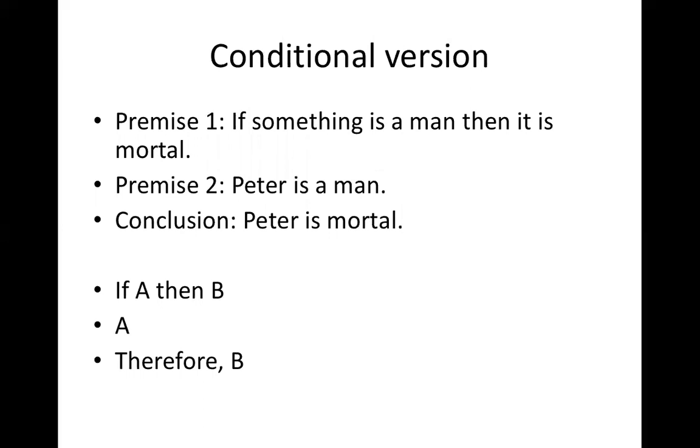Now look at the conditional version in symbolic form. If something is a man, then it is mortal. Peter is a man, therefore Peter is mortal. Now let's put it in symbolic form. If A, then B. X is an A, therefore X is B. If A, then B. X is an A, therefore X is a B. Don't mind my removing the X is. If you remove the X is for both the second premise and conclusion, it's still the same thing. If A, then B. A, therefore B. Or you can say if A, then B. We have A, therefore we have B.